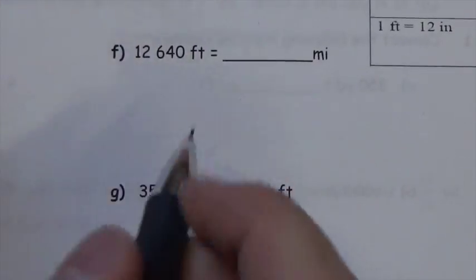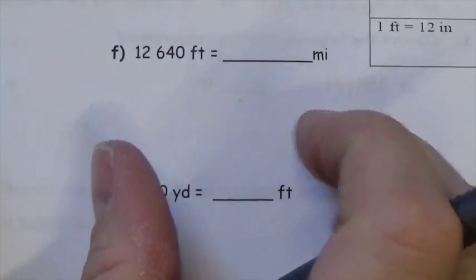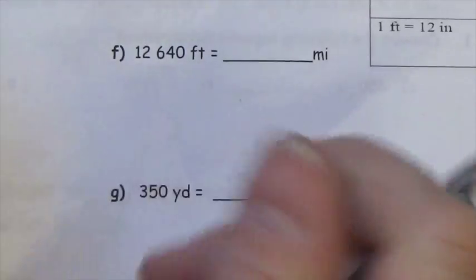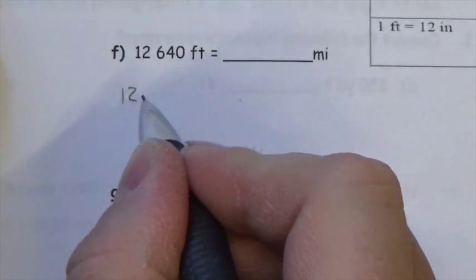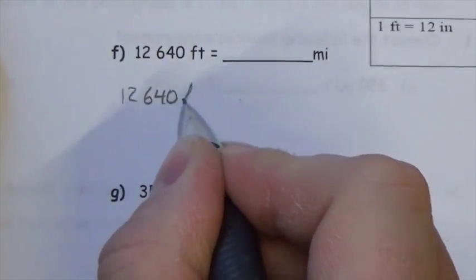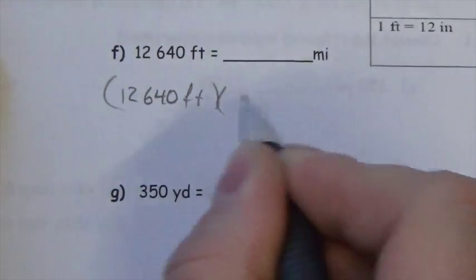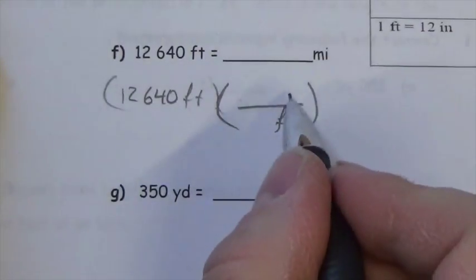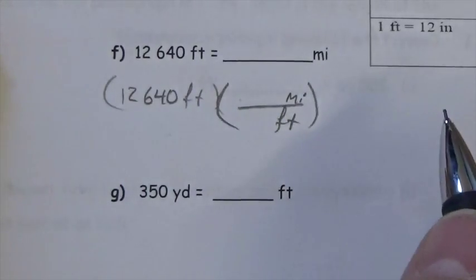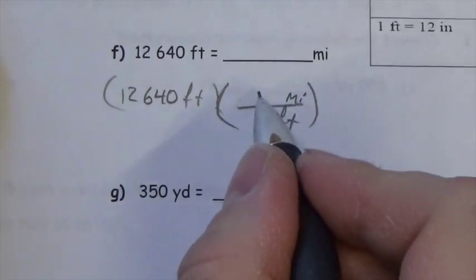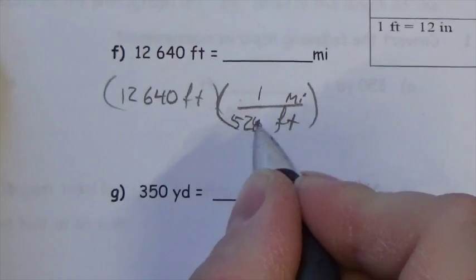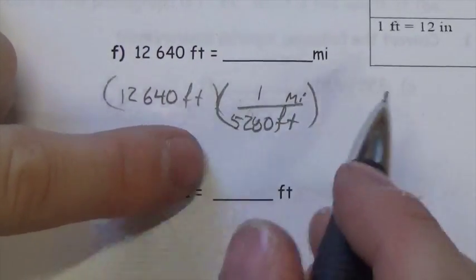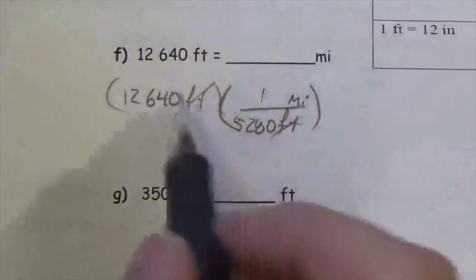Okay, now let's convert feet to miles. Now we haven't done a lot where we go from small to large, so I'm assuming my number is going to get smaller here. So 12,640 feet. I'm going to use a conversion factor that puts feet now in the denominator and miles in the numerator. And the conversion is 1 mile is 5,280 feet.